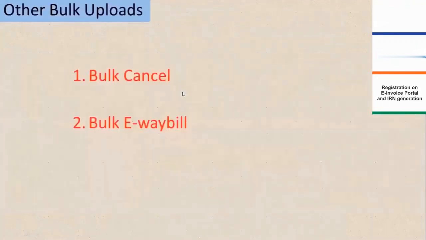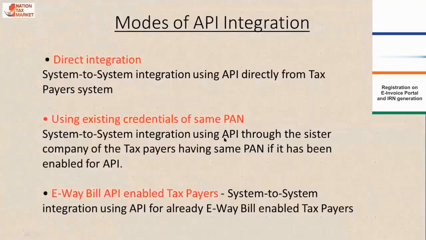You also have options for bulk cancelling of IRNs and bulk generation of e-Bills from the IRP portal. So now we come to an important point, that is the modes of API integration. As I said, there are two modes: you can do direct integration of your ERP system with the e-invoicing system, and the other one is through the GSP.